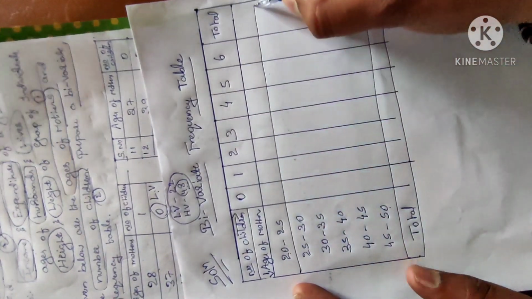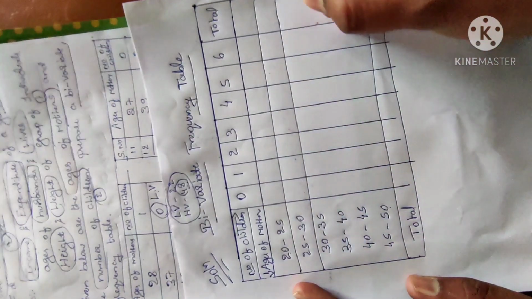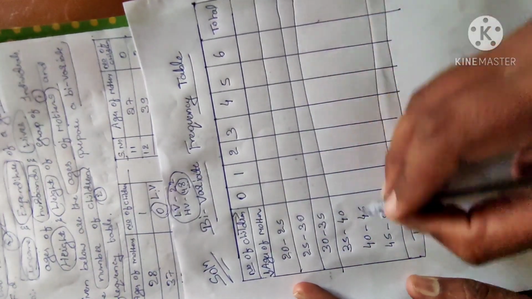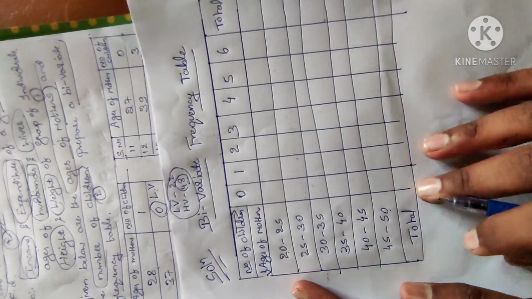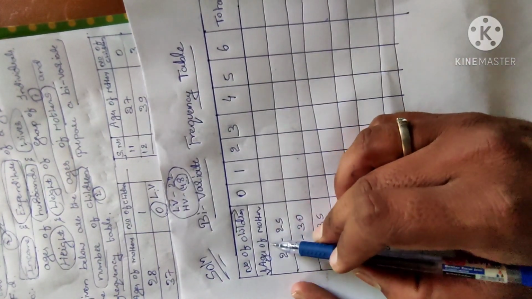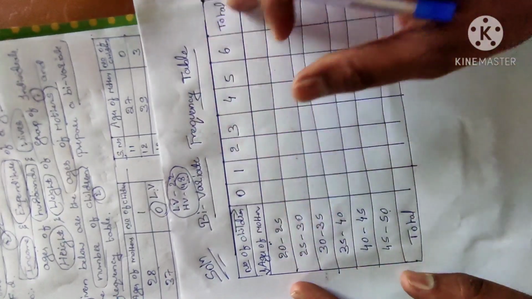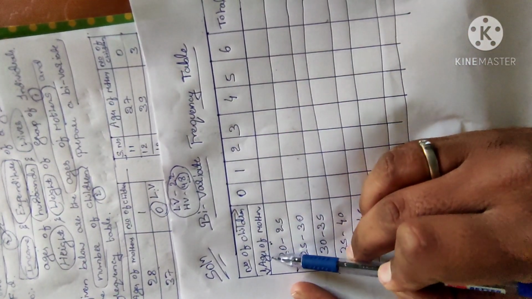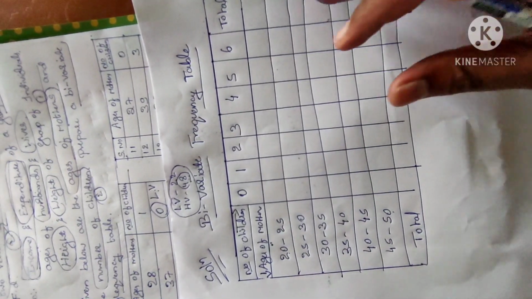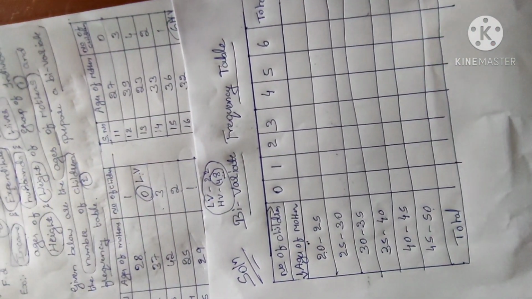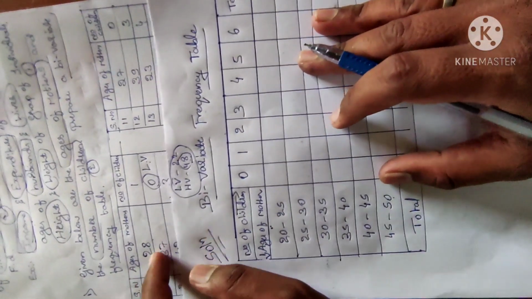So this is the way of classification of class intervals, or dividing the class intervals, based on the bivariate frequency distribution. Bivariate means two variables are included in a single table. One variable is age of mother, another variable is number of children. So let us see how to solve the problem. First we should solve one by one.